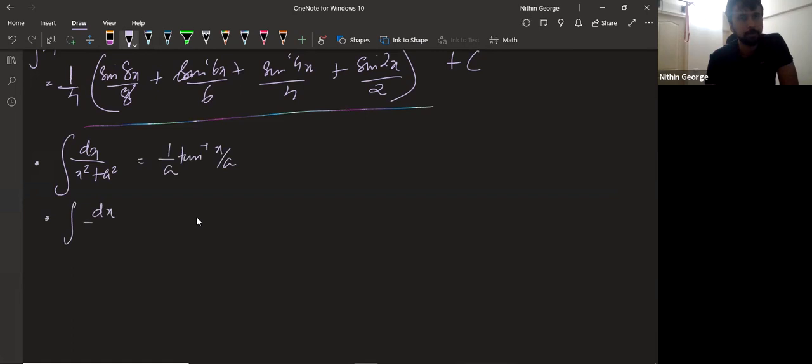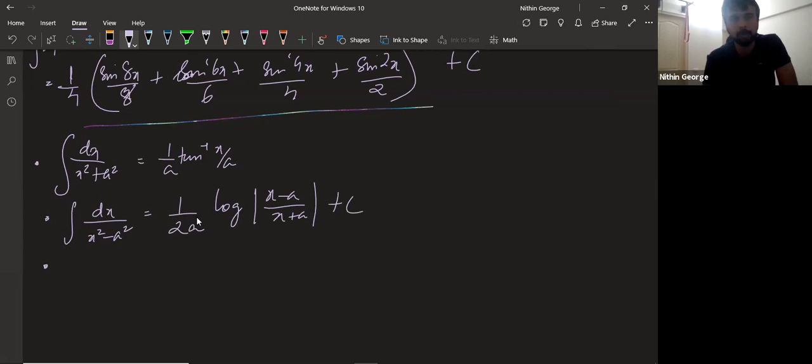Now, integral of dx by x square minus a square. What does that become? 1 by 2a log mod of (x minus a) by (x plus a), plus c. Please remember this, guys. You can derive this, but I would suggest you remember this. Okay, how do you derive this?